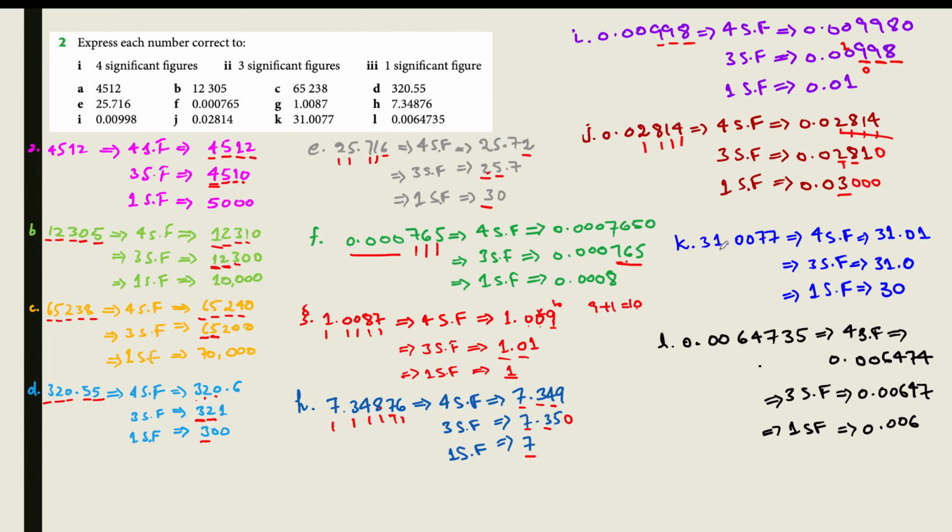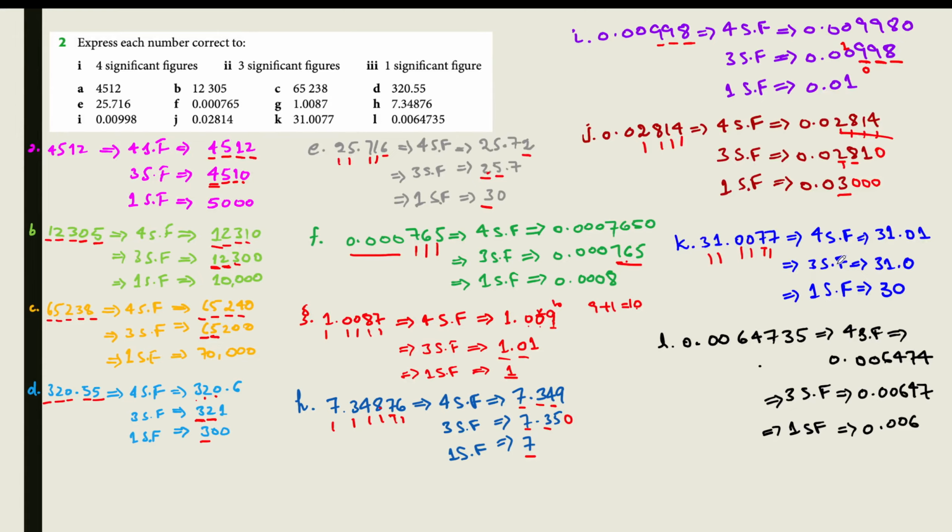K is 31.0077, so first significant figure, second, third, fourth, fifth, and sixth. So we are keeping the first 4, we check the fifth one for round up, so it is 7, greater than 5, therefore this will be rounded up by one number, it will become 31.01.